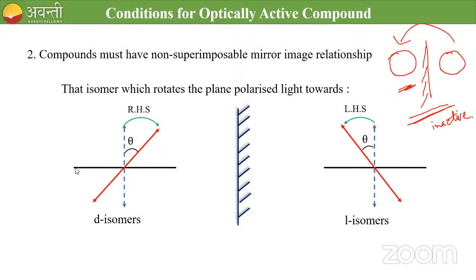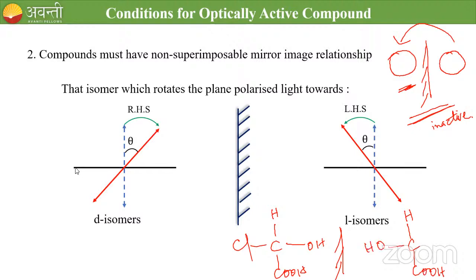I'll take a compound like this, and let me take the mirror image of this compound. So what will I get? CH and COH remain as such, but OH will come here and chlorine will come on the other side, right? Now take the second compound and place it over the first compound. Above this Cl, OH will come and get placed, and above this OH, chlorine will be placed. So it is having a non-superimposable mirror image relationship.